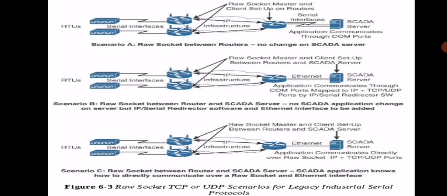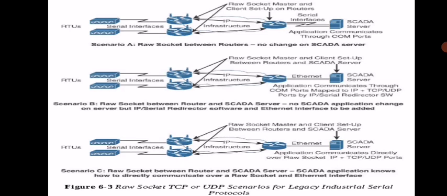Then scenario B, raw socket between router and SCADA server. There is no SCADA application change on the server, but IP serial redirector software and an Ethernet interface need to be added. Here you can observe in scenario B, instead of a serial interface between the router and the server, we are implementing Ethernet. So this is the difference. These are the different cases; it all depends on how you want to deploy the network.